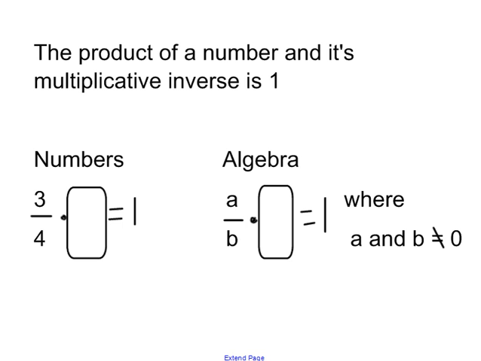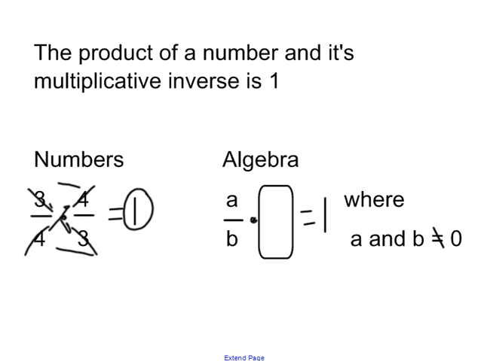All right, so I've got the number 3/4 times, and I want to multiply it by its reciprocal. Well, its reciprocal is going to be 4/3. I move the 4 up and the 3 down. When I go to multiply these, of course, the 3's cancel, the 4's cancel, and I'm left with 1 over 1, which is equal to 1.